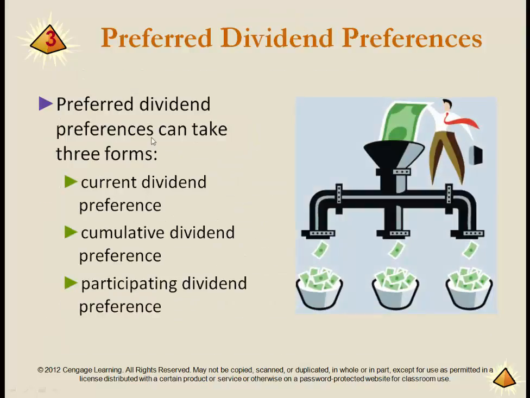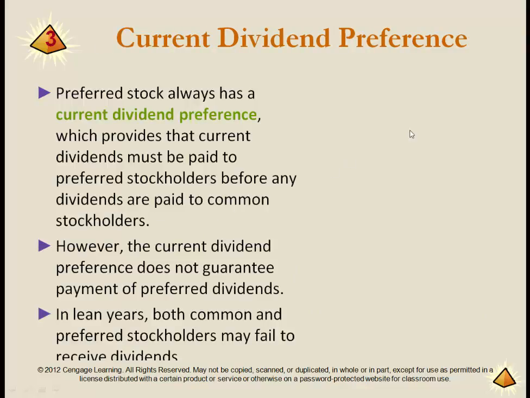Preferred dividends. Preferred shareholders get a dividend preference, and they have different types. They get current dividend preference, but they also have a cumulative dividend preference. Cumulative means that it adds up, and then they have a participating dividend preference.